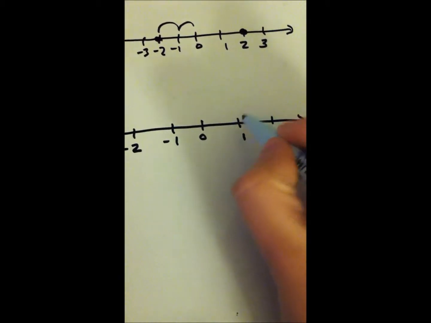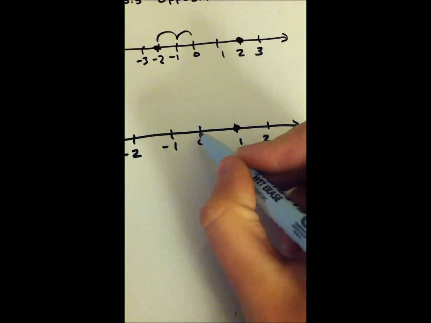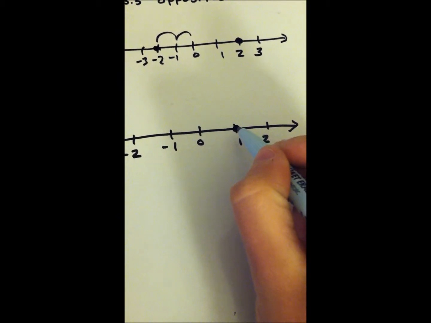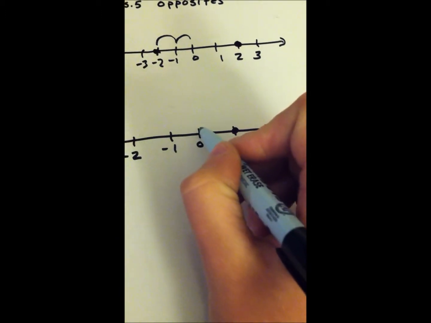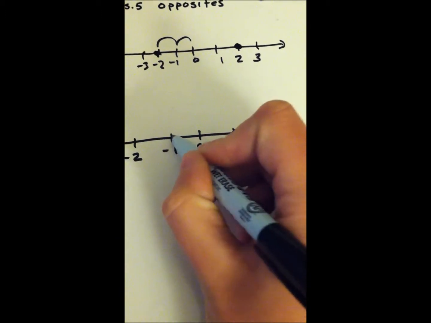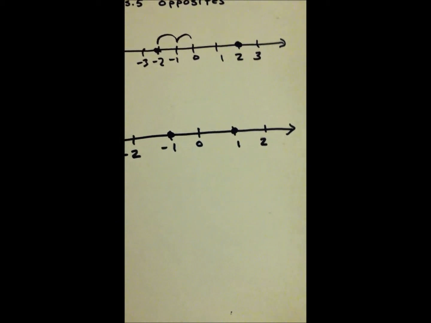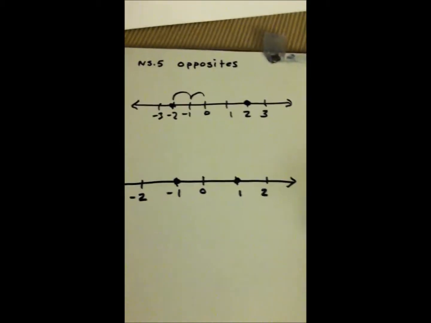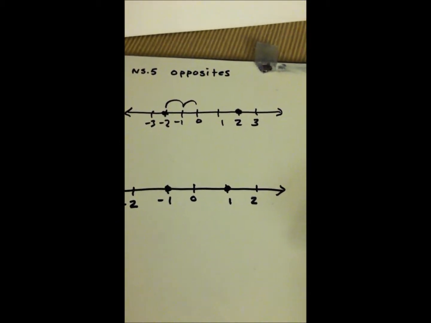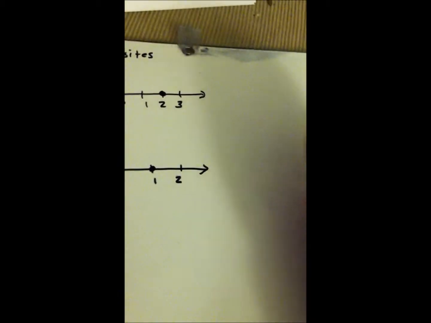So down here, if I had a point at 1, this is one jump to the right from 0. So to find the opposite, I make one jump to the left, -1. Now what you've probably noticed is that an opposite just switches the sign.